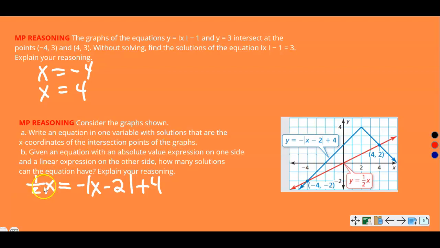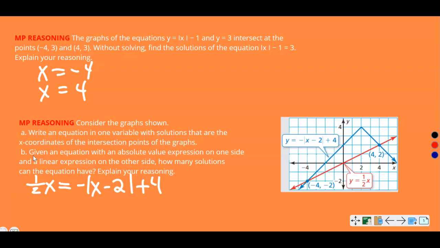So you know that you've got f of x equals g of x. All you had to do was take this equation and set it equal to this equation. It doesn't matter which one you put on the left or the right side. You should have something similar to this. All right, B part. I love this question.